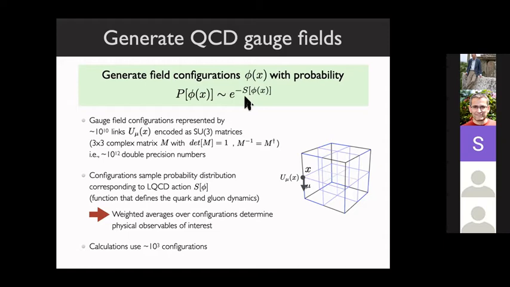And what these field configurations look like is something like 10 to the 10 links. So you can think of them as living here on these edges of your hypercubic lattice, encoded by SU3 matrices, so 3x3 complex matrices. And you want to sample these sets of links according to a known probability distribution given by the exponential of the QCD action. And you want order thousands of these samples.